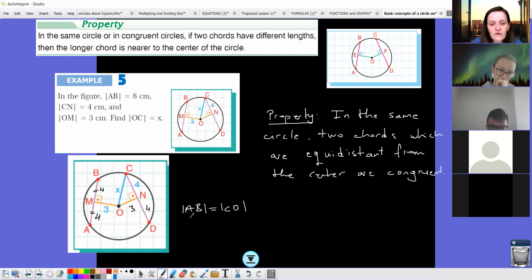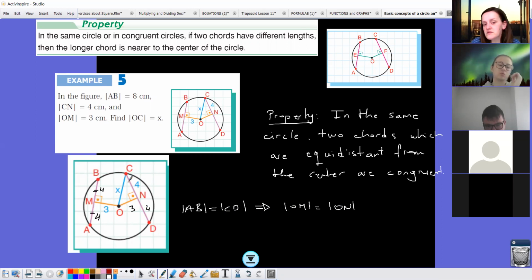But teacher, they don't look the same. Okay, don't look at the figure. Look at the givens and the properties. Maybe it doesn't seem like they are equal, but the givens and the properties tell us that they are equal, okay? Because AB is equal to CD, we will say that OM is equal to ON from the property. Now, can I find the X?